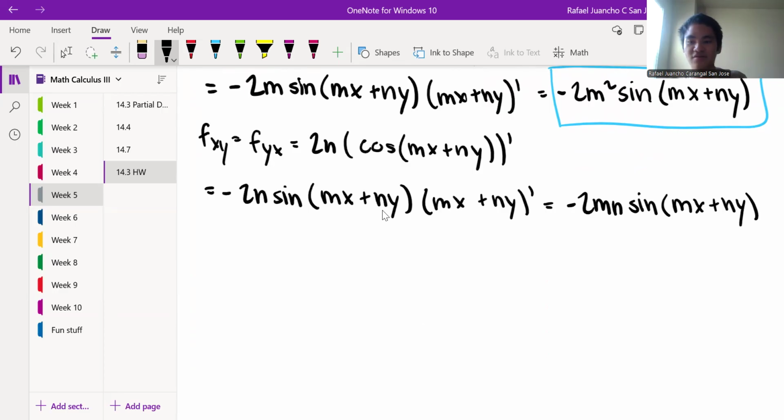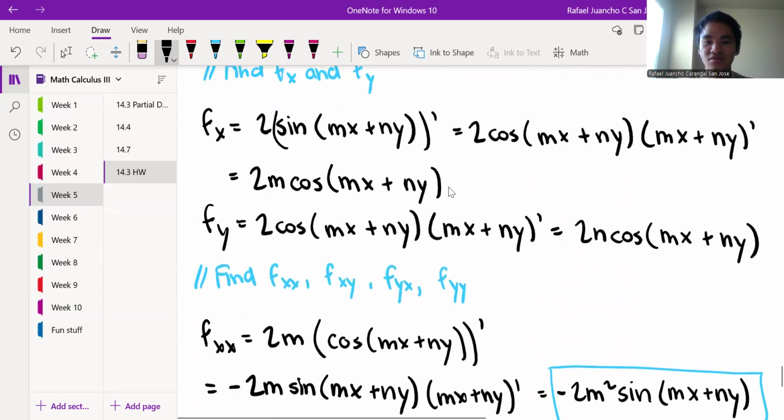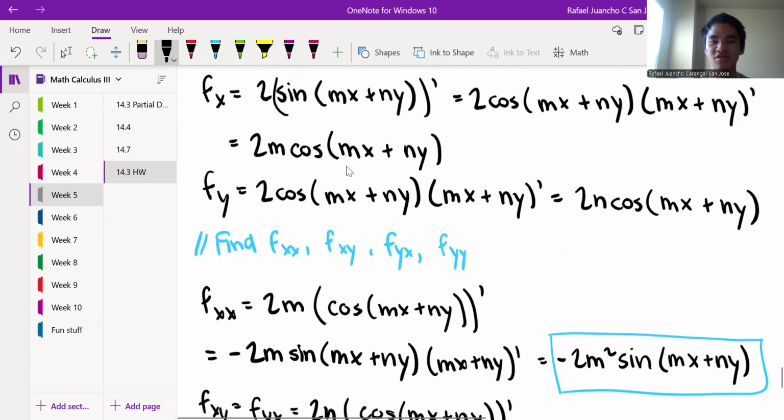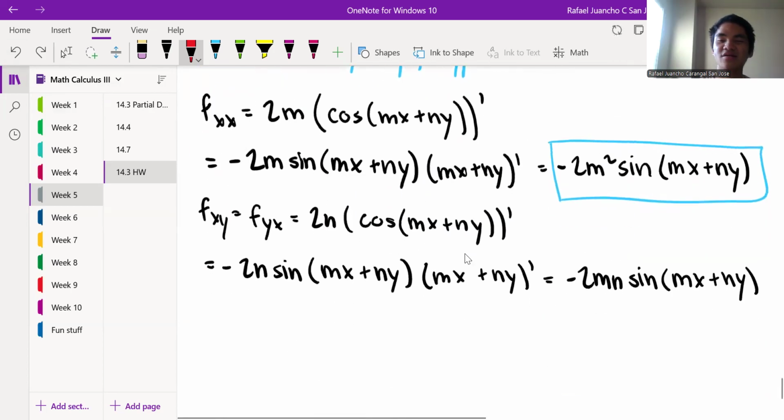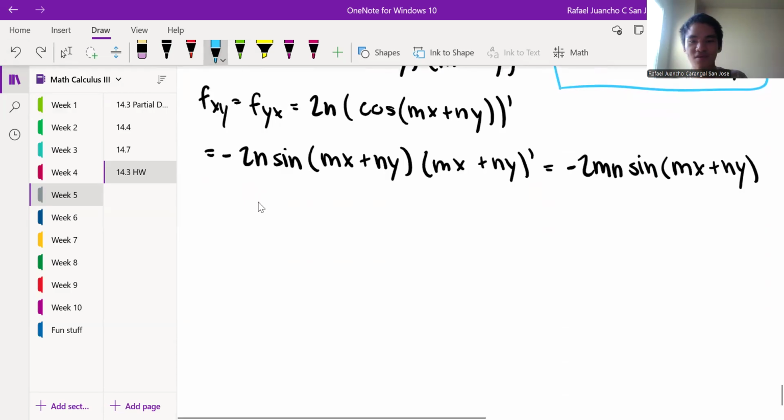If I did it the other way around, would it have worked? Let me see. That's also how I check. What if I differentiate this one, or I take the partial with respect to y? So I leave 2m, this becomes negative 2m sine of this. Take the chain rule. So I got negative 2mn sine of, yeah, I get the same thing actually.